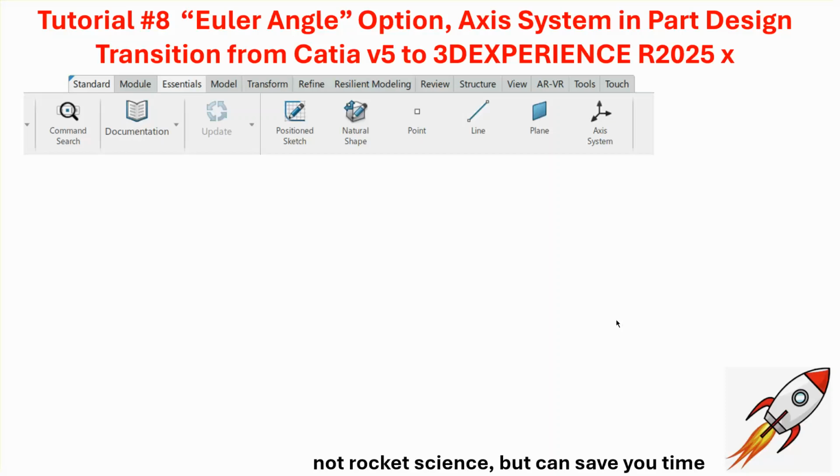Good day, folks. This is tutorial number 8 in a playlist called Transition from CATIA V5 to 3DEXPERIENCE Release 2025x. The tutorial will discuss what is called the Euler angle option when you try to create an axis system in the part application.